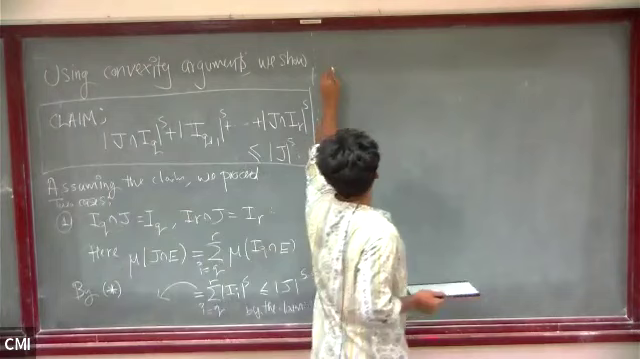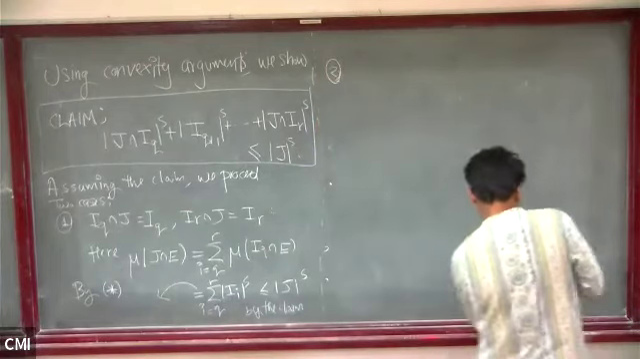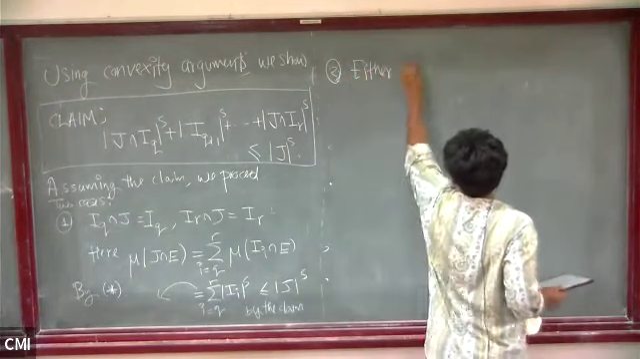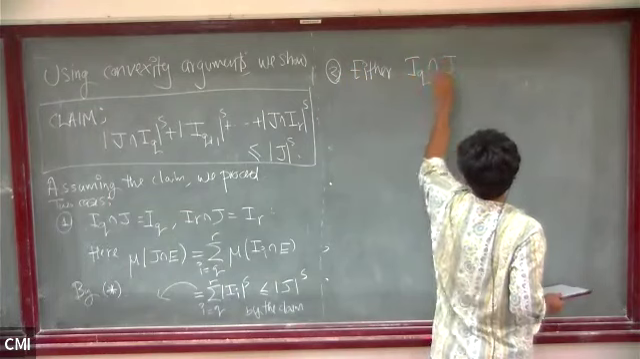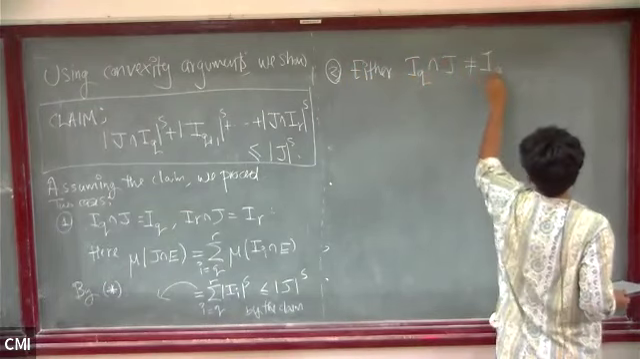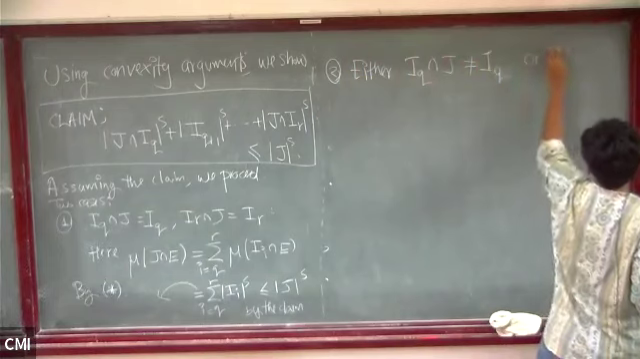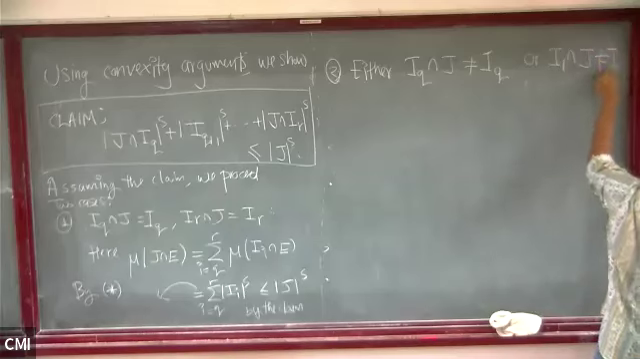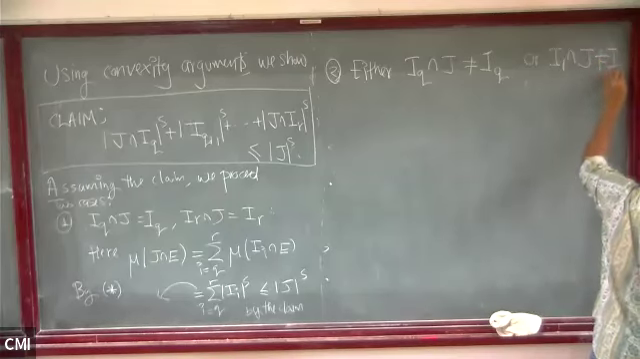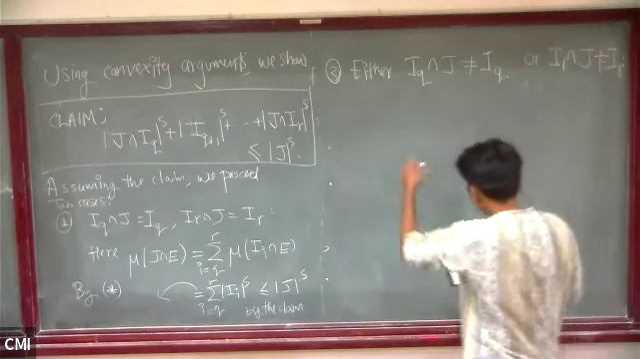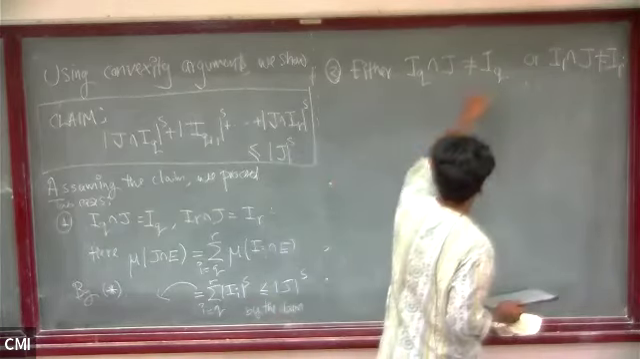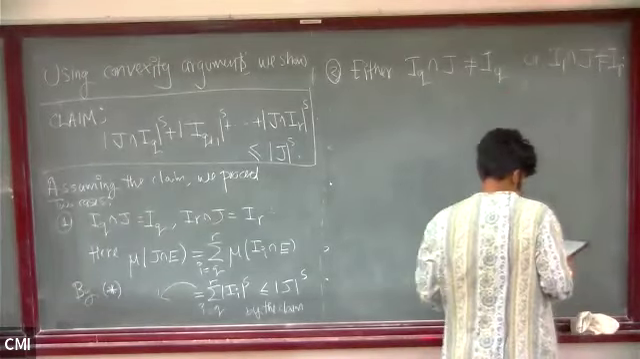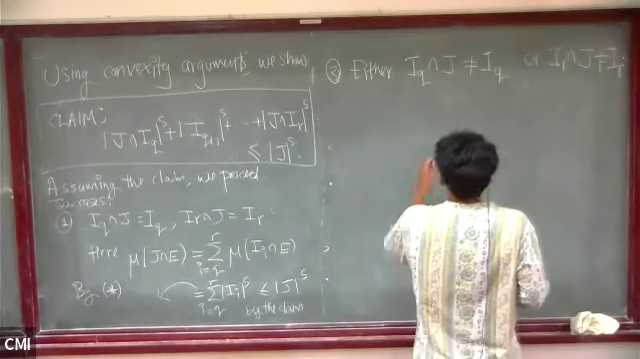Now case two. In case two, either IQ intersection J is not completely IQ, or IR intersection J is not completely IR. Without loss of generality, let me assume that only the first equality fails.